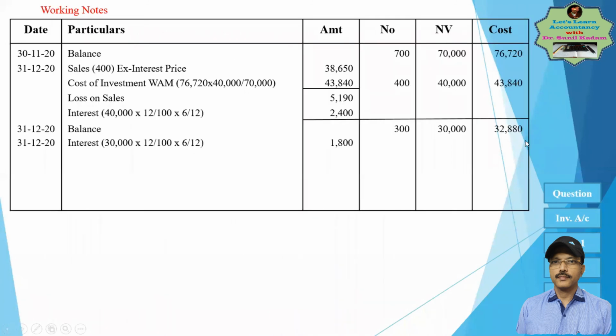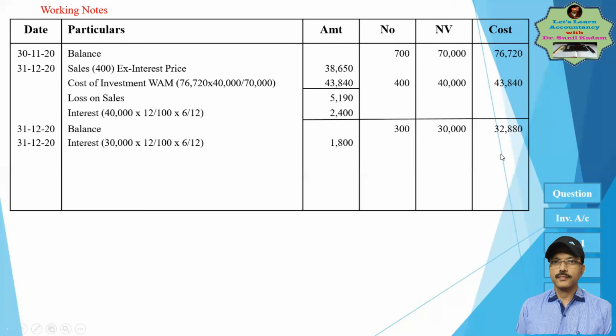See, the balance on 31st March is 32,880, because there is no further transaction. It remained the same as on 31st December. Therefore, this is the cost on 31st March. The cost says 32,880, but the valuation is at par. At par means 30,000 face value. When it is at par, it means the cost is higher.